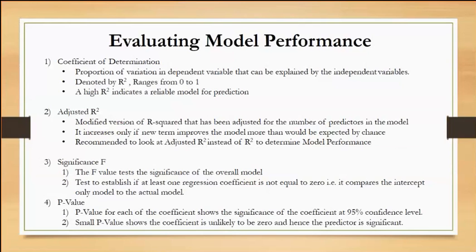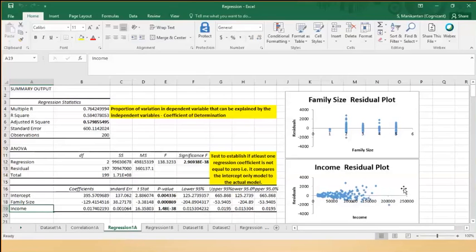These are some ways of evaluating the model performance for regression. First one, coefficient of determination. So the one we saw earlier was coefficient of correlation. This is coefficient of determination. It is the proportion of variation in dependent variable that can be explained by the independent variables. This is the value in our example. It is 0.58. It means 58% of variation in amount spent can be explained by family size and income.